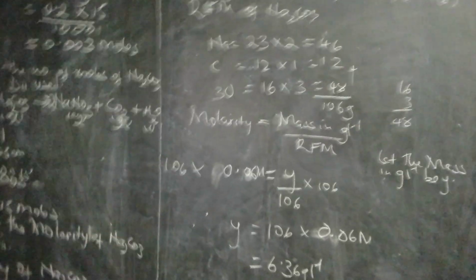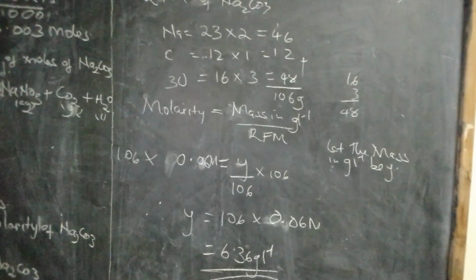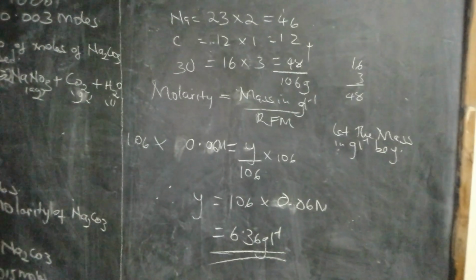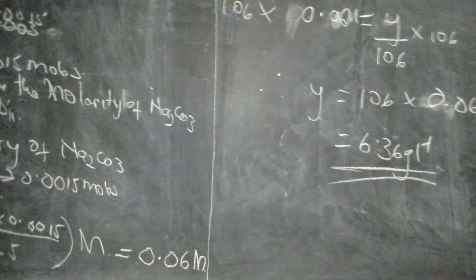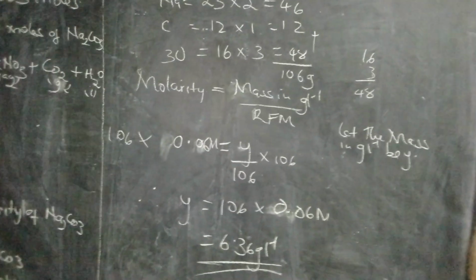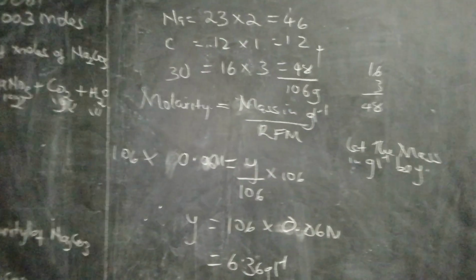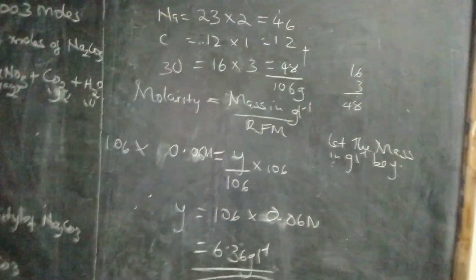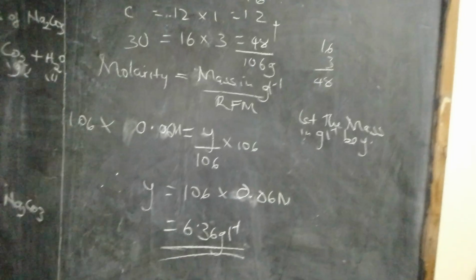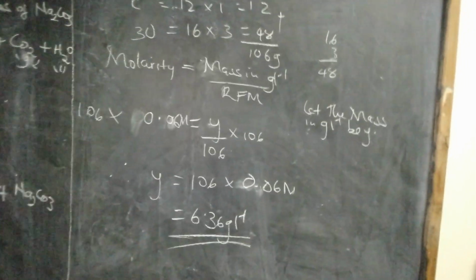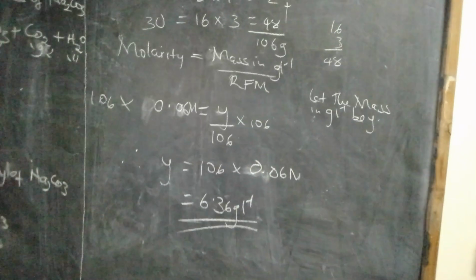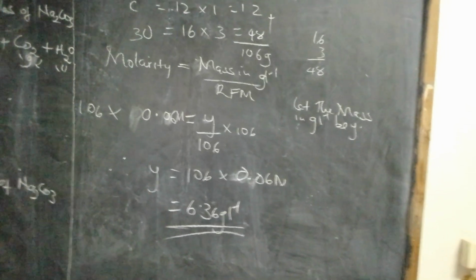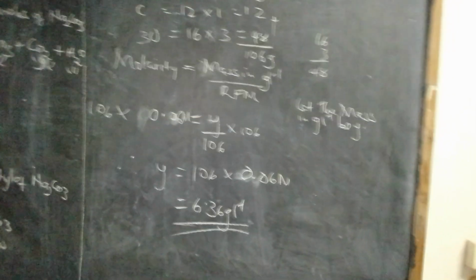Then the molarity is always equal to mass in grams per liter divided by the RFM. So we took 0.06 from down here and substituted into that equation, letting the mass in grams per liter be Y, divided by the RFM, which we got as 106. Then we multiplied both sides by 106 so that Y becomes the subject of the formula, as you can see on the board. And we found that 106 times 0.06 molar is equal to 6.36 grams per liter. So these are the 6.36 grams per liter of sodium carbonate.